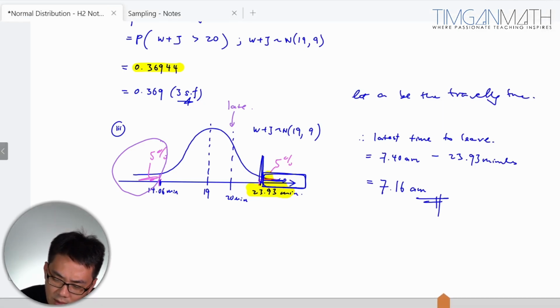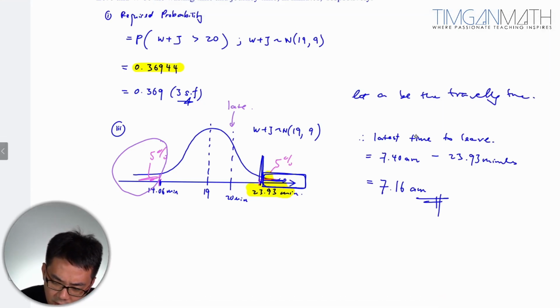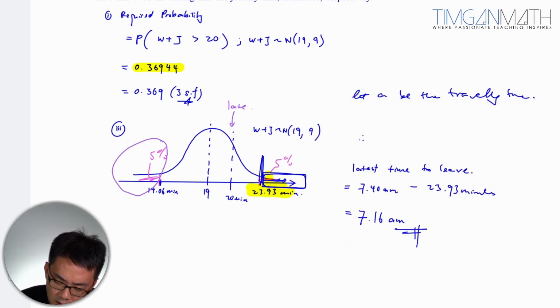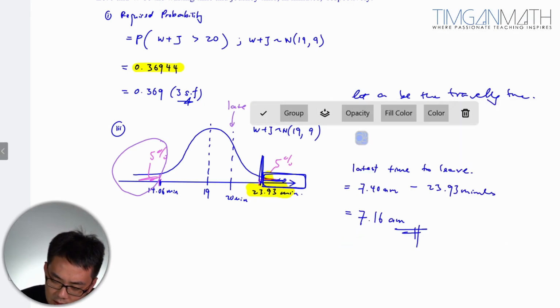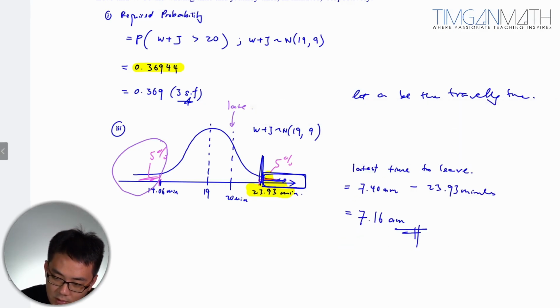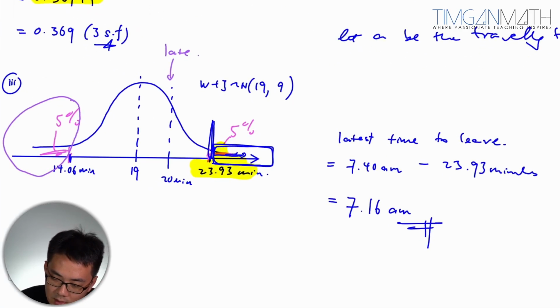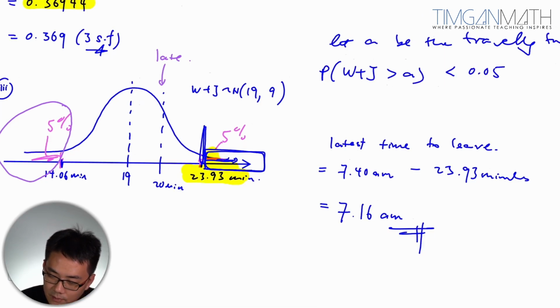Actually, you don't need to write it out. You can just draw it out. That is fine. 4 marks will be given. But if you insist on writing, this is what you write. Let A be the traveling time. So hence you want P(W + J > A) to be less than 0.05.